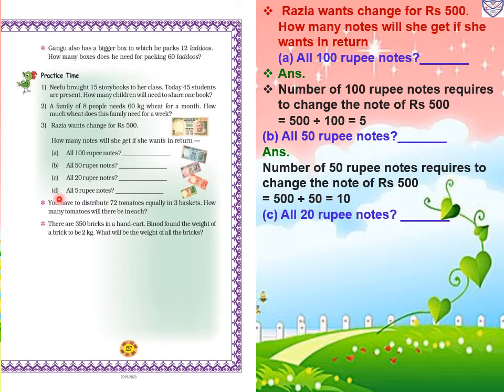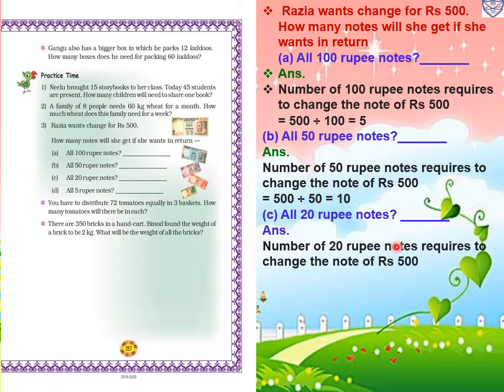Now C, all 20 rupees notes. Now she wants all 20 rupees notes for change of 500. So what we will do? So number of 20 rupees notes required to change the note of rupees 500 equal to 500 divided by 20. Now in 20 table when 500 will come, so 20 25. So she required 25 notes of 20.